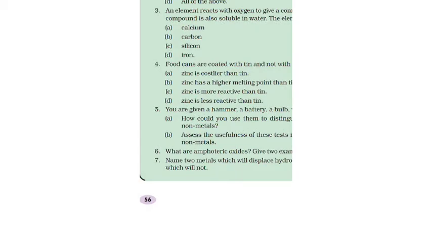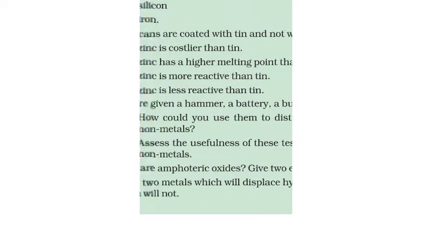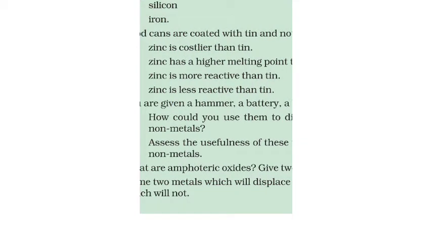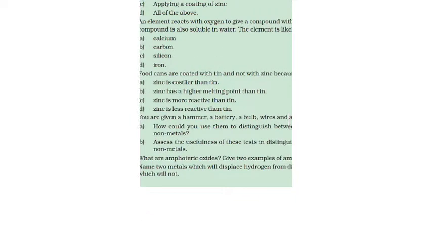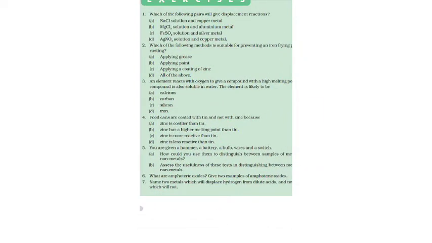Now you are given a hammer, a battery, a bulb, wires and a switch. How could you use them to distinguish between samples of metals and non-metals? With the hammer, we find out whether it is brittle or malleable. The substance that breaks into pieces is brittle, and that which makes thin sheets when hammered is malleable. These are characteristic features of metals. If it is a metal it will do so, and if it is a non-metal it will not.